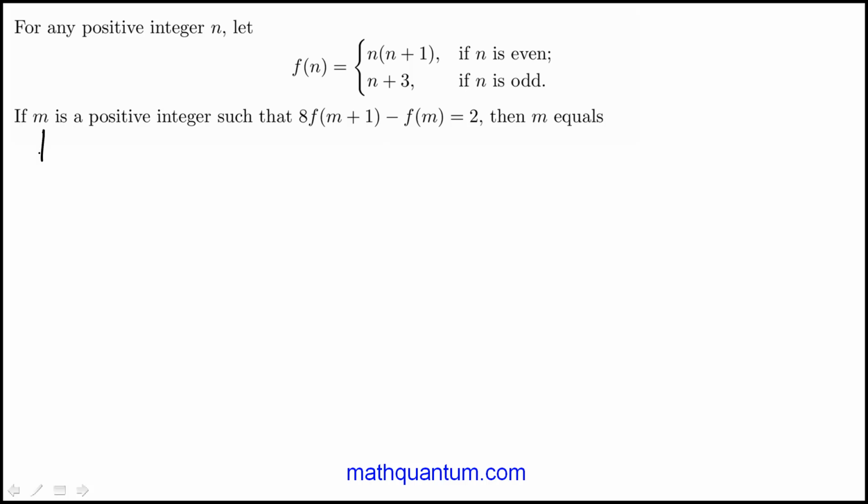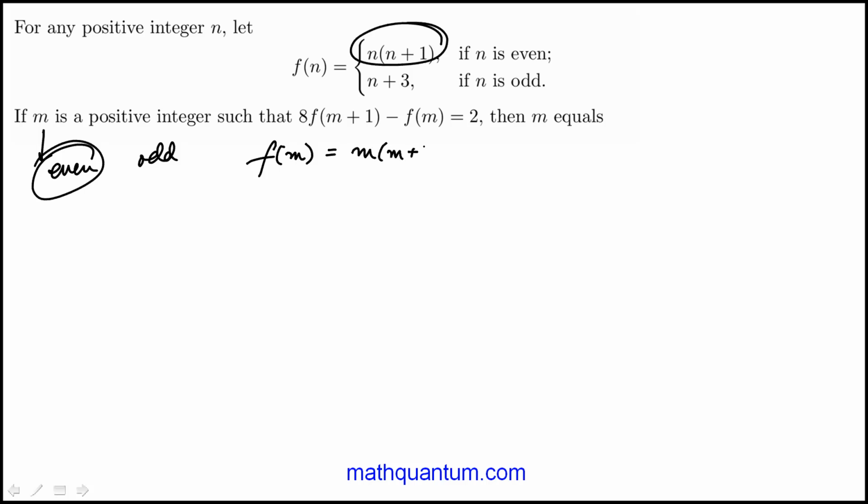So here we have two options for m. It's either even or odd, and we'll have to try both of these. So if m is even, in that case, f of m would be m times m plus 1. Now, if m is even, then m plus 1 would be odd, because even plus 1 is an odd number.